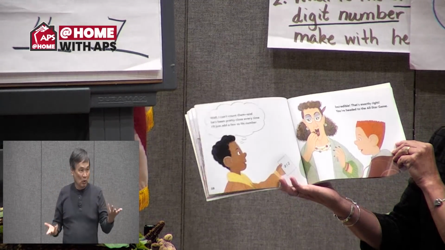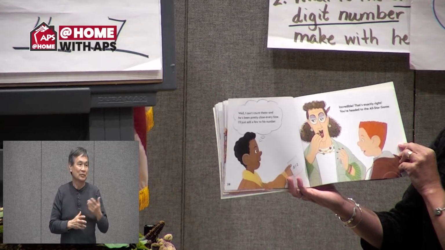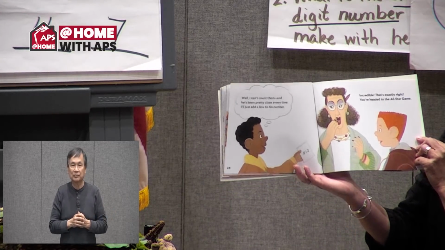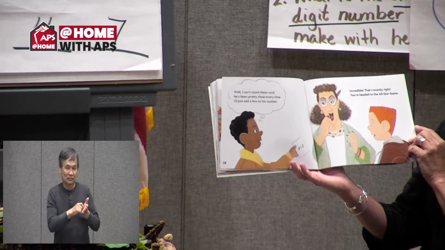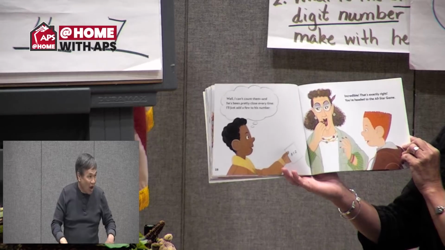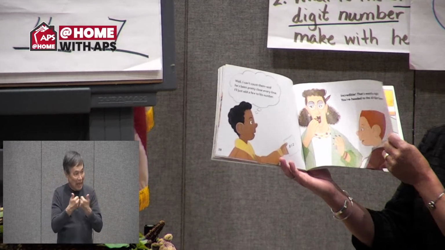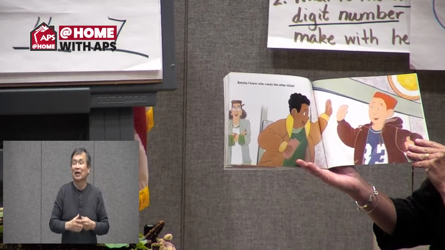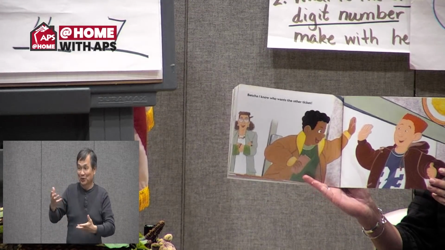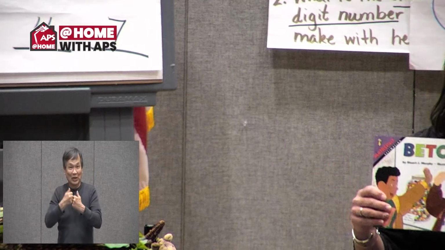Well, I can't count them, and he's been pretty close every time, so I'll just add a few to his number. 812 is the guess they put forth. Incredible! That's exactly right. You're headed to the All-Star game. Wow. Betcha I know who wants the other ticket. And the 2 friends get to go to the game, thanks to excellent estimation skills.